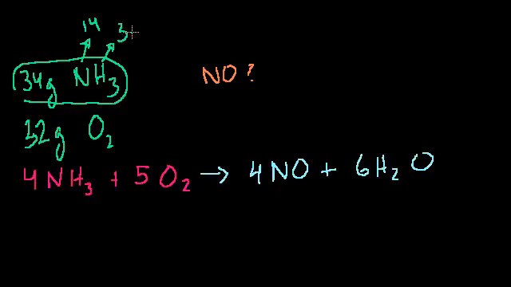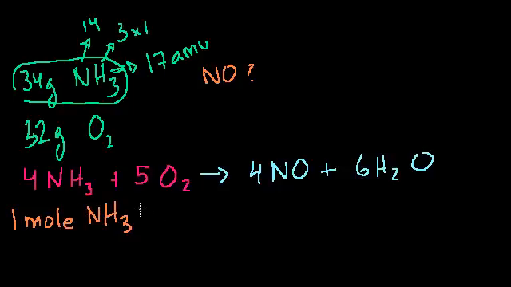So this is 3 times 1. Right? We have 3 hydrogen atoms. So the atomic mass of one molecule of ammonia is 14 plus 3, which is 17 atomic mass units. Or another way to write that, if one molecule of ammonia is 17 atomic mass units, then one mole of ammonia is how many grams? It's going to be 17 grams.